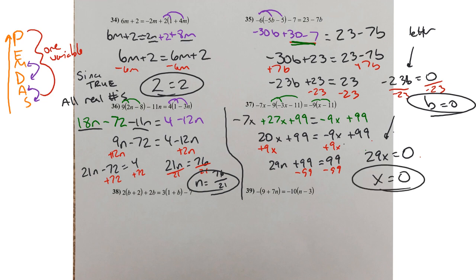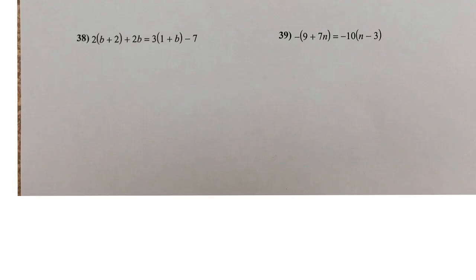Right? Well, that's slightly different. All right, finish it up. Finishing the worksheet up. Here we go. Distributive property. 2 goes to both. So I have 2b plus 4. Distributive property over here. I have 3 plus 3b.